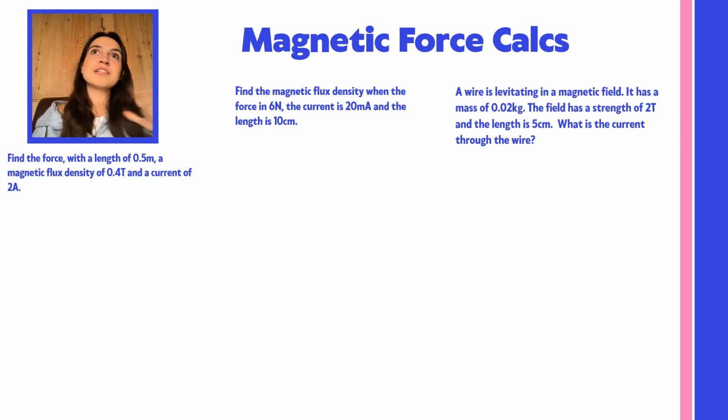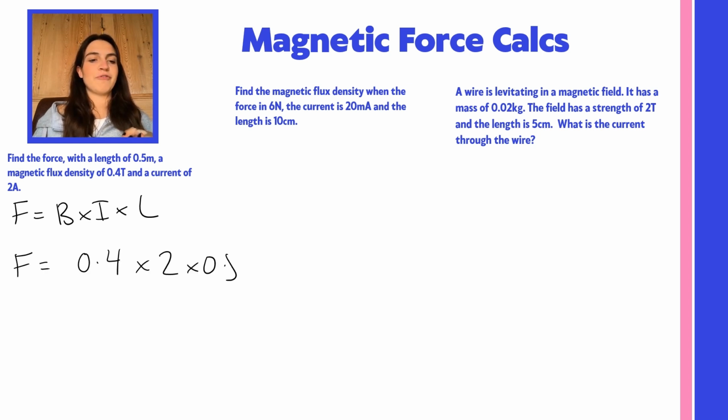Okay, so we've looked at the direction, so now time to look at the size of these forces that you get. So we have to find a force with a length of 0.5 meters, magnetic flux density of 0.4 Tesla, and a current of 2 amps for my wire. So I'm using this equation F equals BIL. So let me write that out first, and then let's just plug these things into the correct place. So that B is my magnetic flux density, so that's 0.4, times I, my current was 2, times L, 0.5 meters, and that gives me 0.4 newtons.